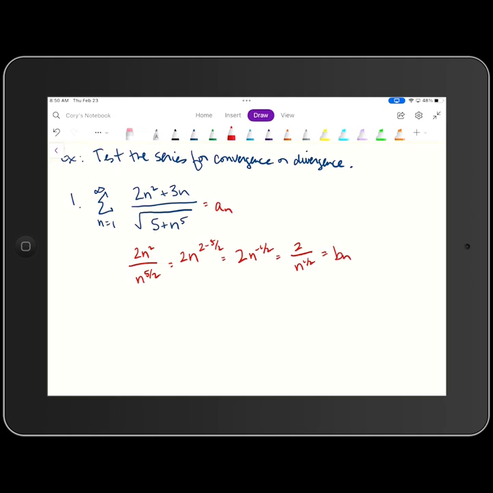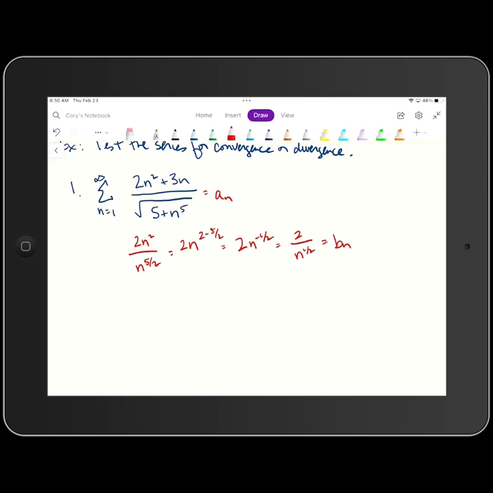So, our b sub n we found to be 2 over n to the 1/2 power. And that b sub n that we found is a p-series. And we know, given what we know about p-series, that it is going to be a divergent one. Okay, so once we have our b sub n, we're going to use the limit comparison test.